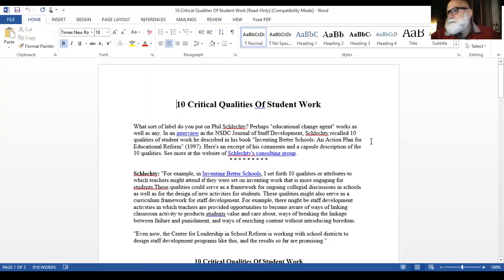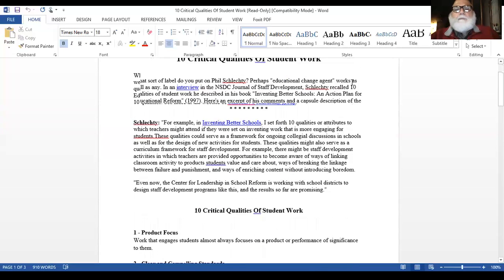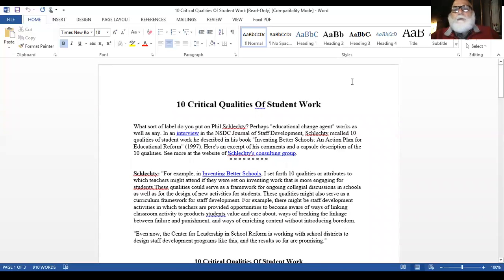So that's a quick and dirty on Dr. Schlechty. His most famous work, again, is called Working on the Work, which is a little earlier than this. I was with him back in the 80s, and this was from the 90s. But his work is still probably the seminal work in quality work, authentic work, working on the work, giving work to students that is meaningful. He's still the expert in the area of student work.